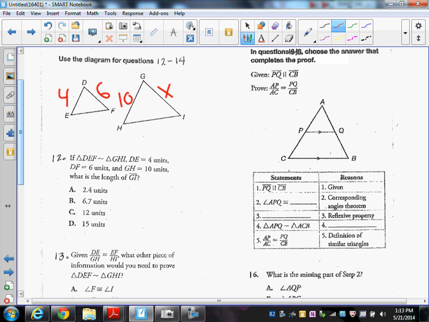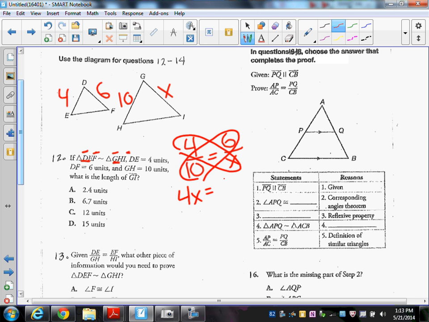So all I do here, I see that DE are the first two letters and GH are the first two letters. So that means that 4 over 10 is going to be equal to, I keep the same triangle on top, 6, that's DF, and GI has to be that one, so it's X. Whenever I cross multiply it, 4X is equal to 60, and dividing by 4, I get X is 15.